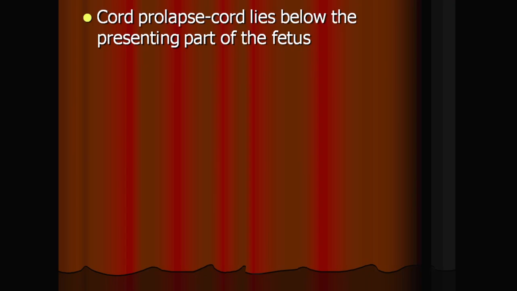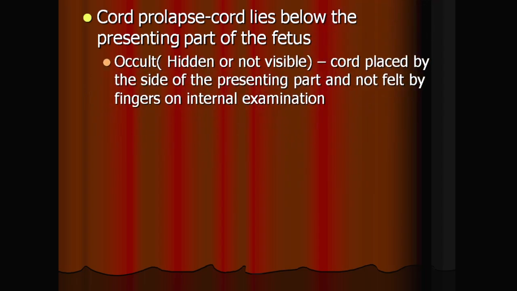Then the next obstetric emergency is cord prolapse. When the cord lies below the presenting part of the fetus, we call it prolapse. Occult, or hidden or not visible: the cord is placed by the side of the presenting part and not felt by the fingers on internal examination. That means the cord is on the side of the head, between the head and pelvis. When we do a vaginal examination, we may not be able to feel the cord. That is the occult or hidden condition.